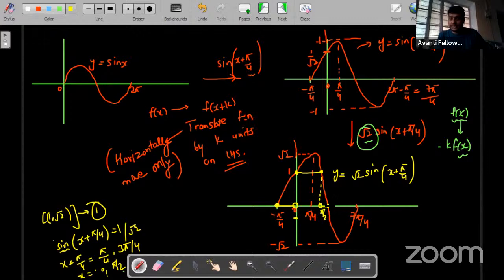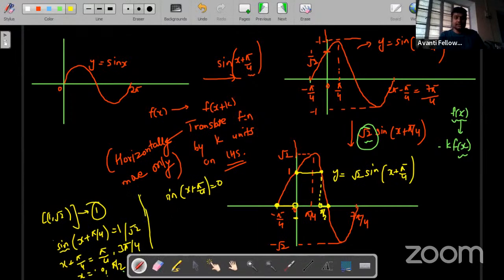Now we have to check again at which value of x we are getting this value as 0. See, the y value is 0 here. So we'll put root 2 sine(x plus pi by 4) equal to 0. So root 2 I can remove directly, because 0 by root 2 is 0.